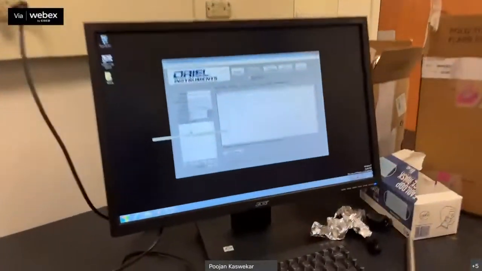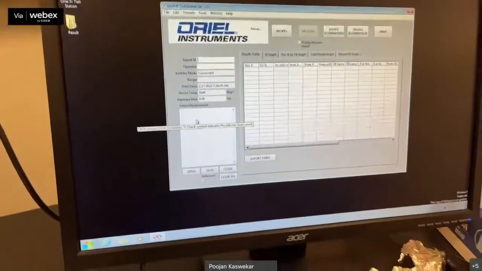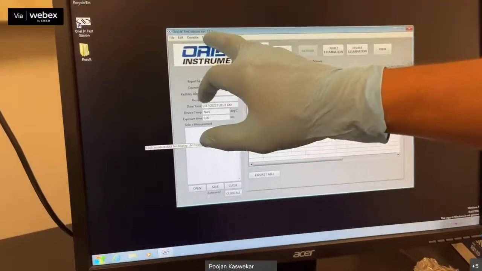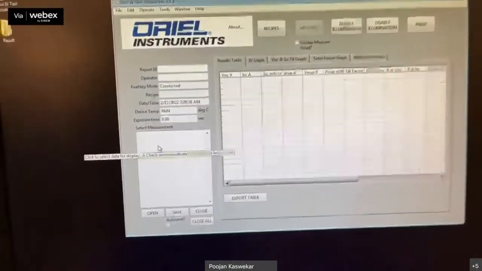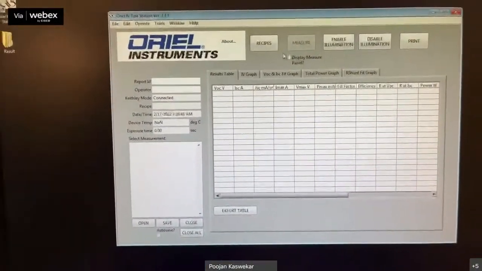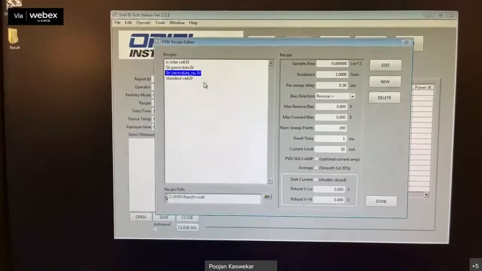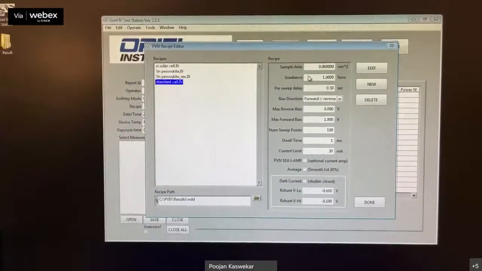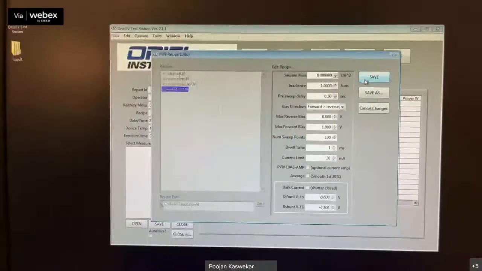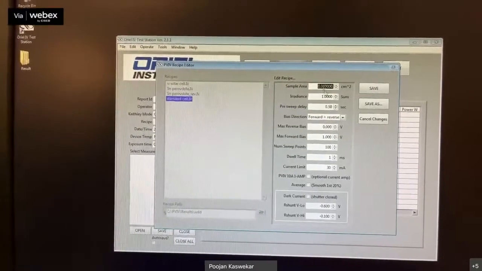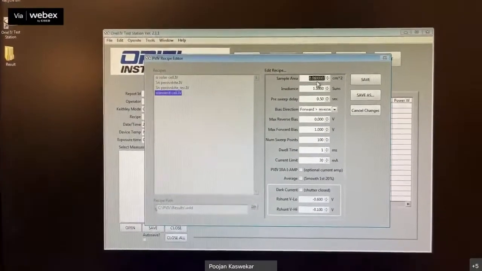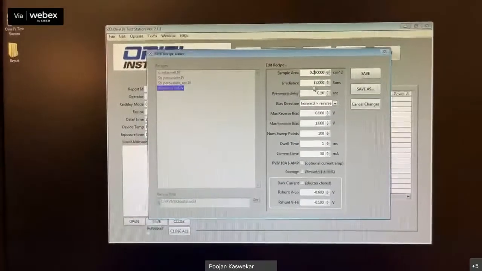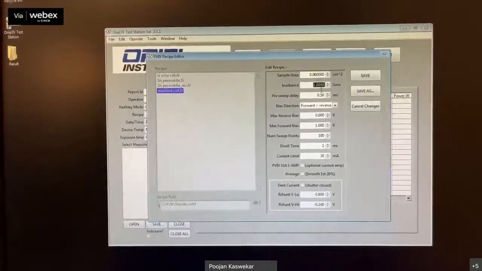So first you need to set a recipe here. This is the Oriel instrument test station version 2.1.1, which comes with your PV IV instrument. Here is the typical recipe for our standard cell. My standard cell sample area is already given by NREL. When we purchase the sample cell, we know the area. It's 0.06 centimeter square, and irradiance is 1 sun.